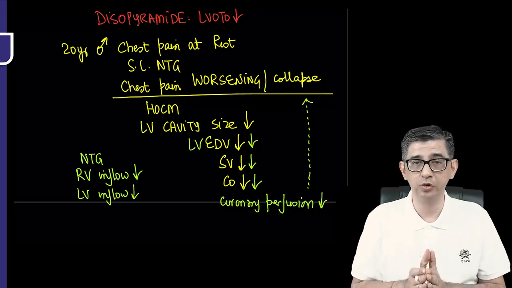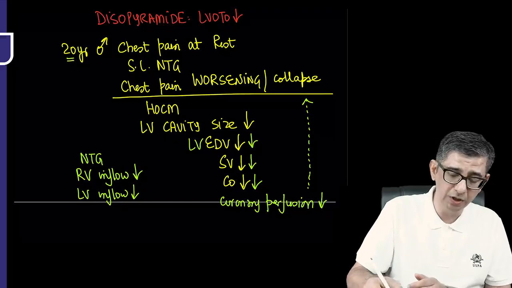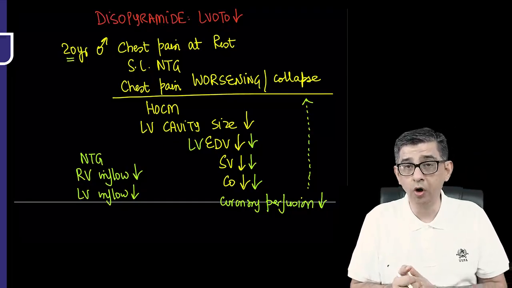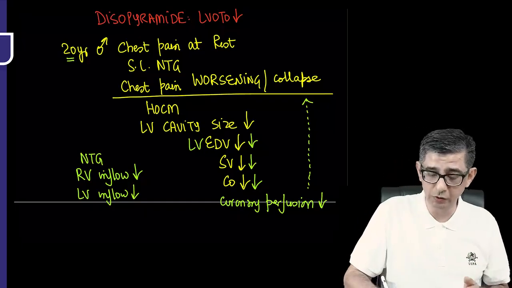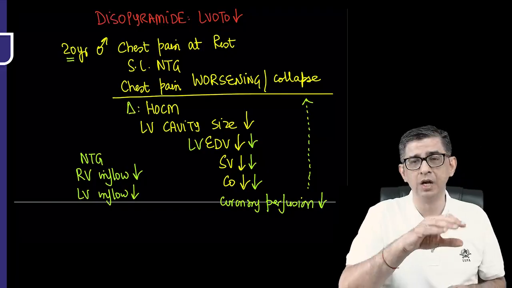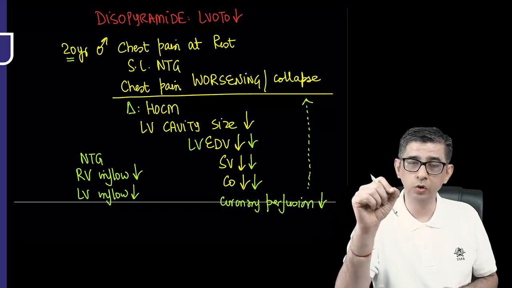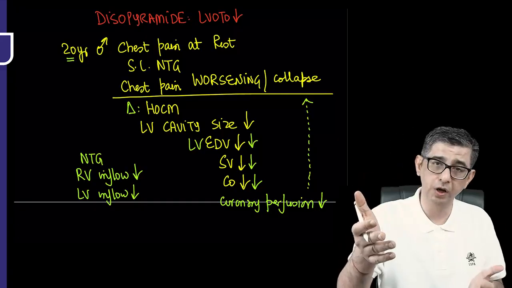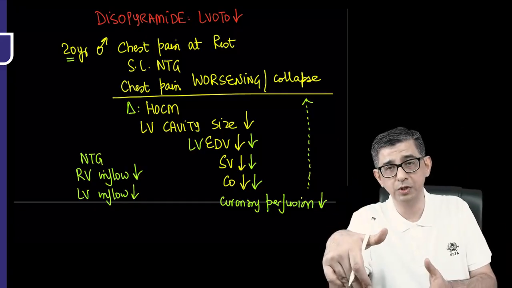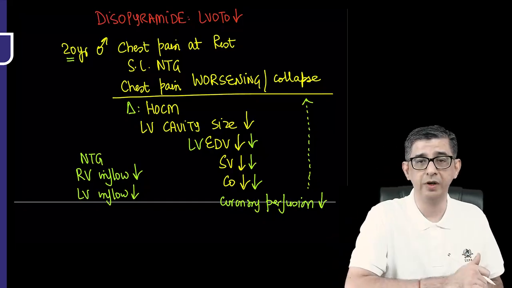As an intern, I should have been wiser. I should have realized that at 20 years of age, if a young chap comes with chest pain, it is not a coronary artery disease, it is a structural heart disease, which was mentioned here as a diagnosis. The only scenario in the whole of cardiology where you will notice that nitrate administration is causing worsening of chest pain and a hemodynamic collapse with a structural heart disease perspective is hypertrophic cardiomyopathy.